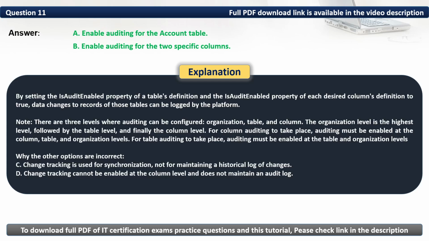By setting the is audit enabled property of a table's definition, and the is audit enabled property of each desired column's definition to true, data changes to records of those tables can be logged by the platform. Note, there are three levels where auditing can be configured: organization, table, column. The organization level is the highest level, followed by the table level, and finally the column level. For column auditing to take place, auditing must be enabled at the column, table, and organization levels. For table auditing to take place, auditing must be enabled at the table and organization levels.